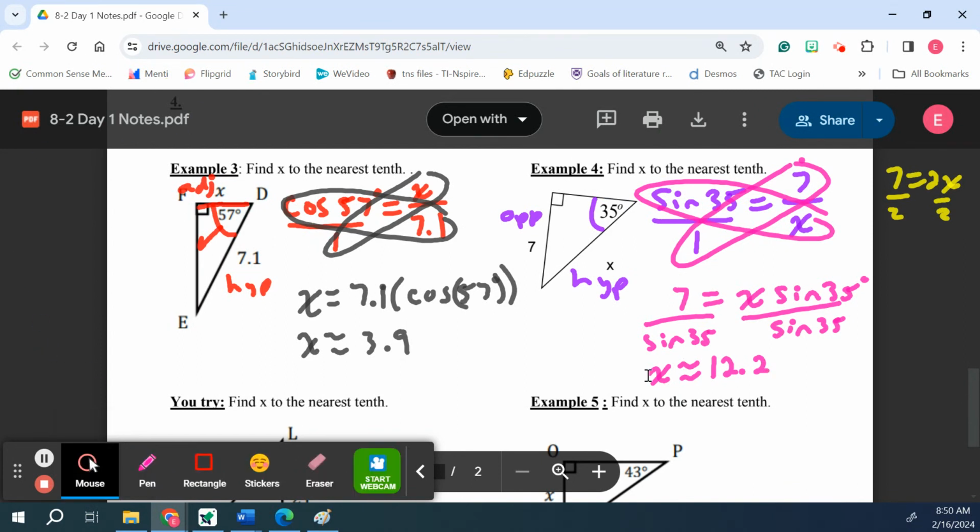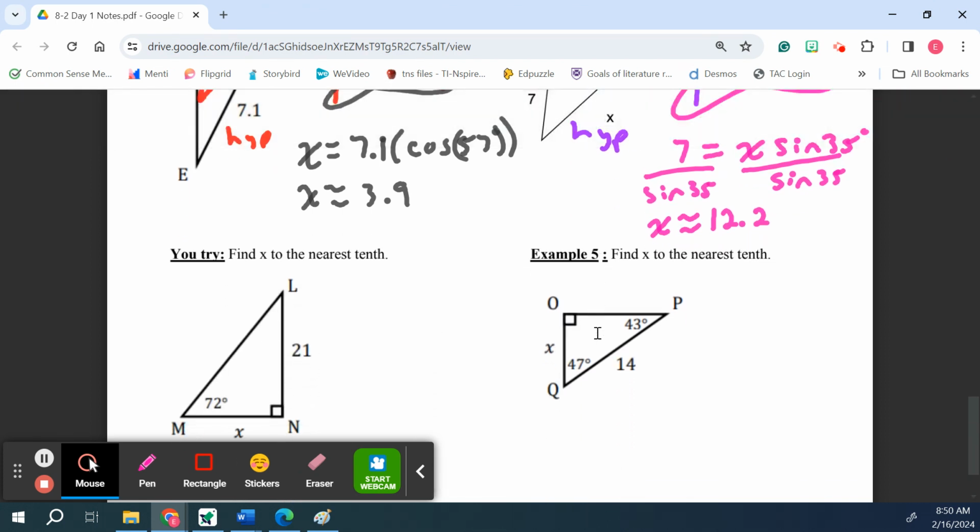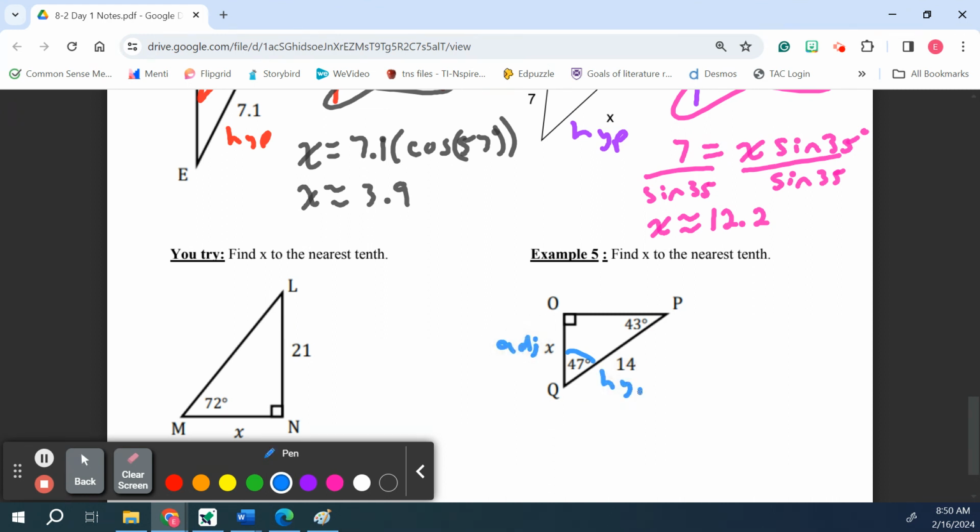Let's take a look at example 5, okay? All right, so it says find x to the nearest hundredth, but you have two angles. Now listen, please listen. It does not matter which angle you choose, but the angle you choose is going to determine whether you use sine, cosine, or tangent. If I chose this one, I have an adjacent and a hypotenuse. That would be cosine. So this will be the cosine of 47 degrees equals the adjacent x over the hypotenuse.